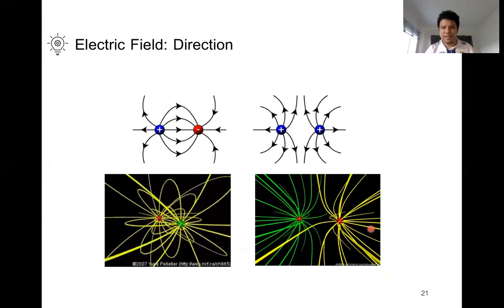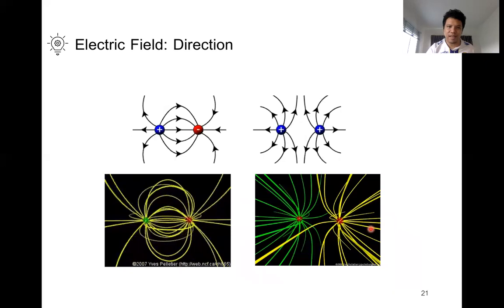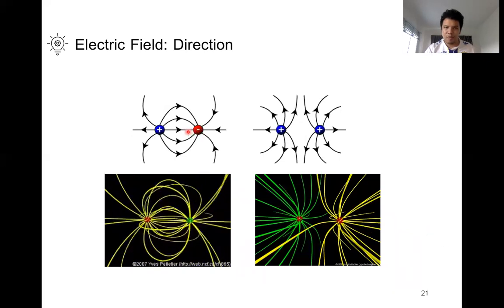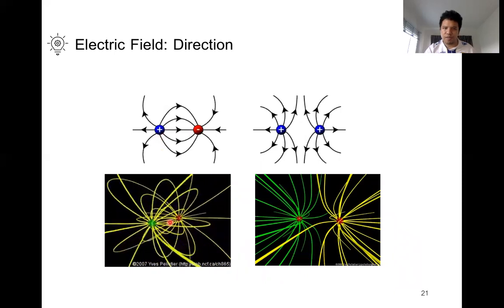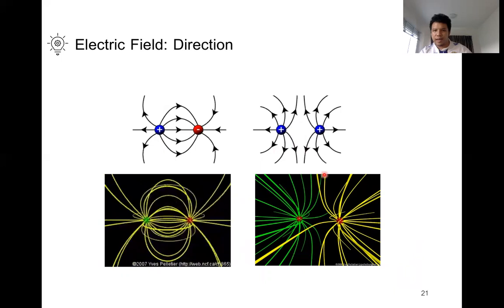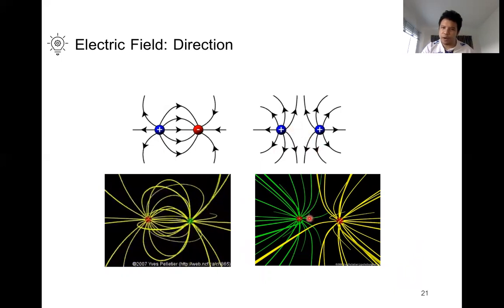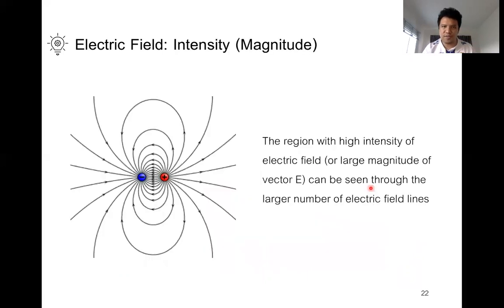Okay, so this is another 3D animation that tells you about the electric field direction. In the case of positive and negative charge, the field lines come from positive going into negative, and field lines from positive and positive charges will avoid each other and will not cross.